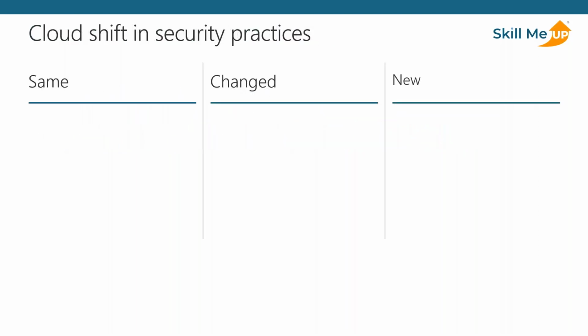And with this approach, we have some security practices that will stay the same throughout all of these different models: infrastructure as a service, platform as a service, and software as a service.